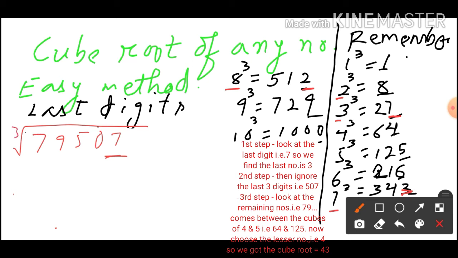So 7 is coming only for 3. So we got the last digit. It should be 3, correct? Because 7 comes only for 3's cube. 3's cube is 27. So we got the last digit.